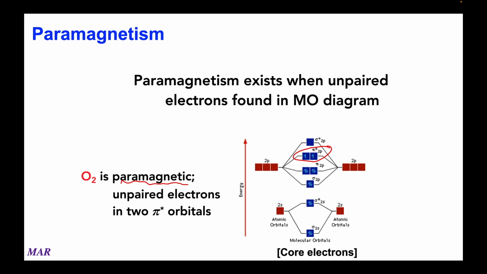And this is one of the real powers of molecular orbital theory. It does a better job talking about the structures and reactivities of molecules than Lewis structures do.